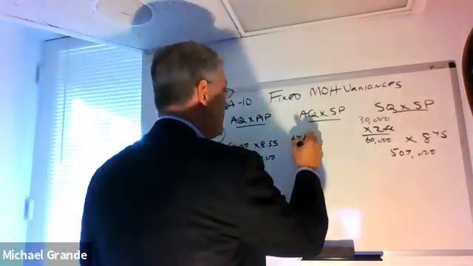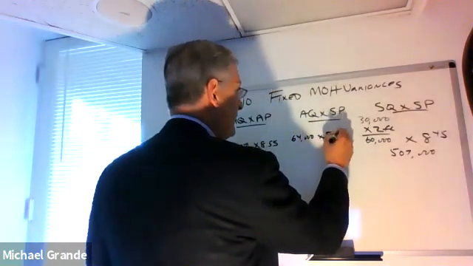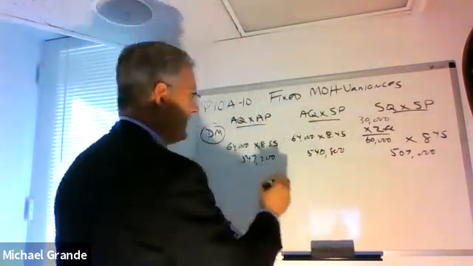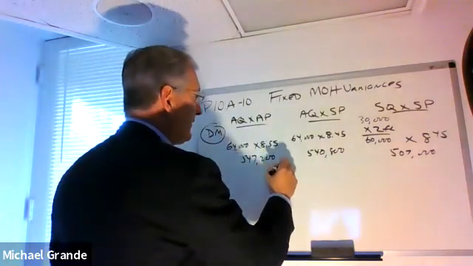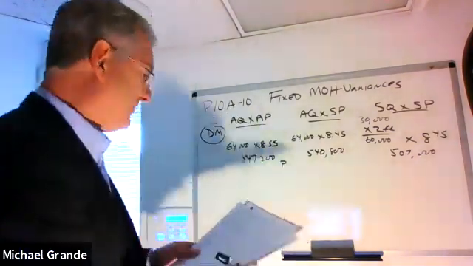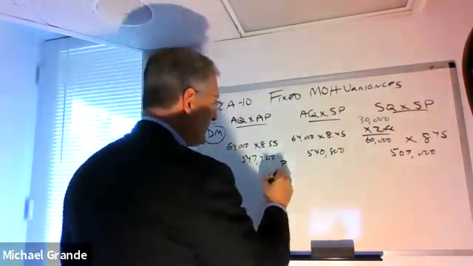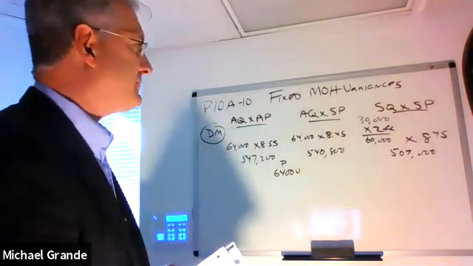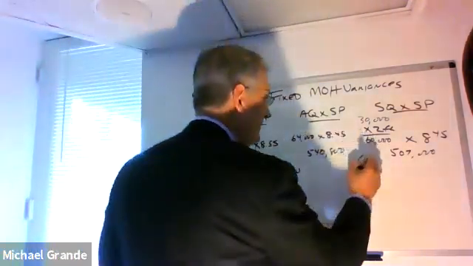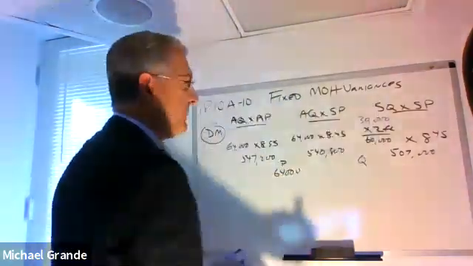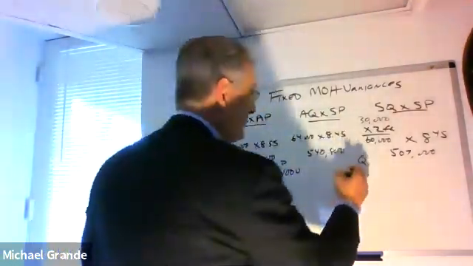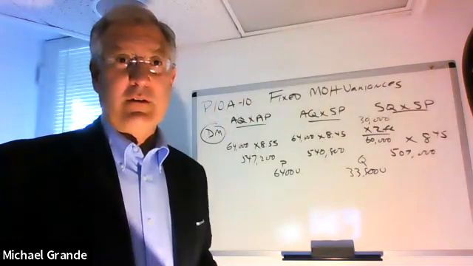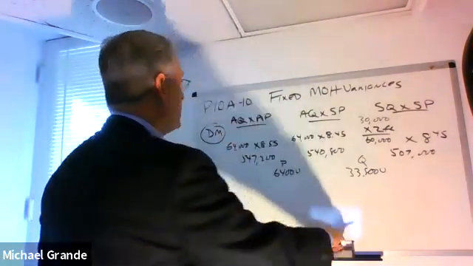In the middle here, we've got 64,000 times $8.45, which is $540,800. Here is my price variance, 10 cents over 64,000 feet, which is $6,400 unfavorable. And then you've got a quantity variance that's also unfavorable, 4,000 feet at $8.45, which is $33,800 unfavorable, a significant variance.